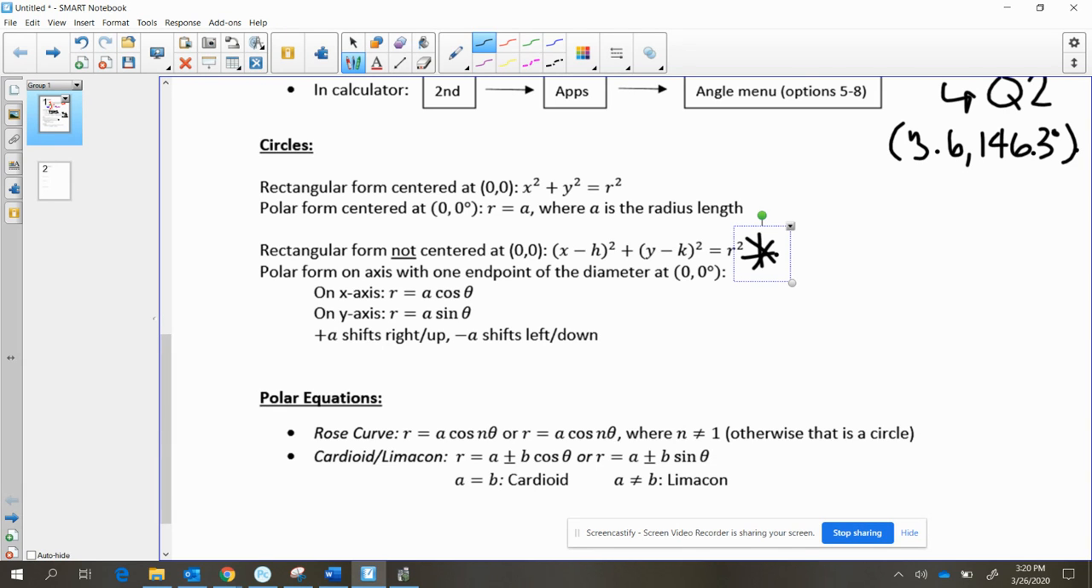And when you are talking about polar conversion, if you have an endpoint of your diameter at 0, 0, then it's going to be a shift looking like one of these two equations below, whether it be on the x-axis or the y-axis. This time, though, the absolute value of a is going to equal the diameter. So it's a big change from when it's centered at 0, 0. Plus a shifts it right or up. Negative a shifts it left or down, depending, again, if it's a sine versus cosine.